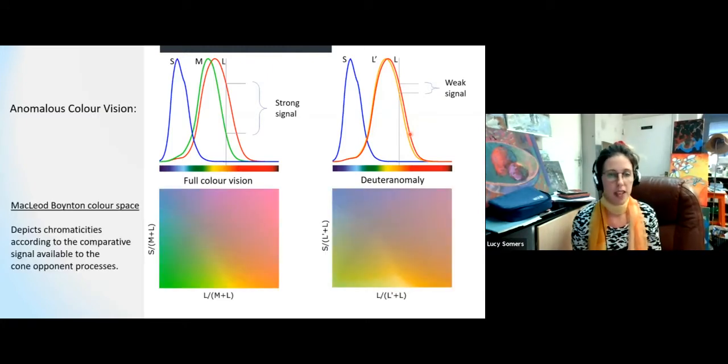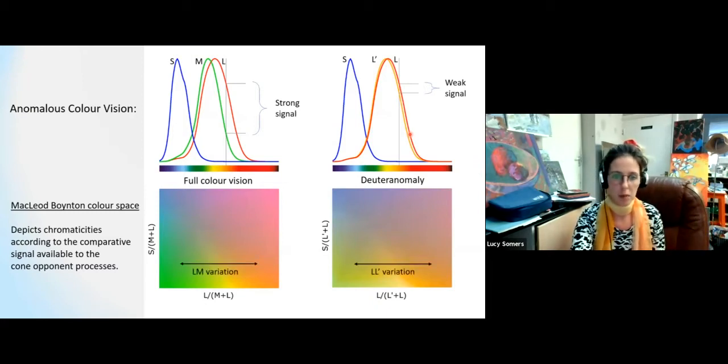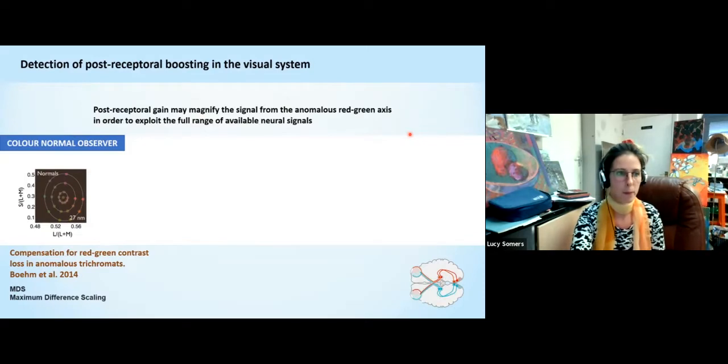Now, you can represent color vision in these McLeod-Boynton spaces, which construct a color space out of the 2 dimensions of color processing, the LM variation along the x-axis, and the S-cone variation along the y-axis. So there have been suggestions found in other research that the diminished red-green signal for the anomalous observer might be amplified by the visual system.